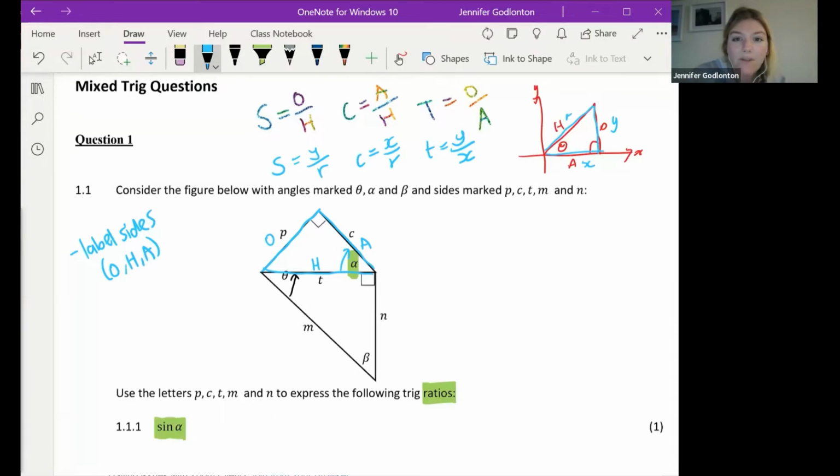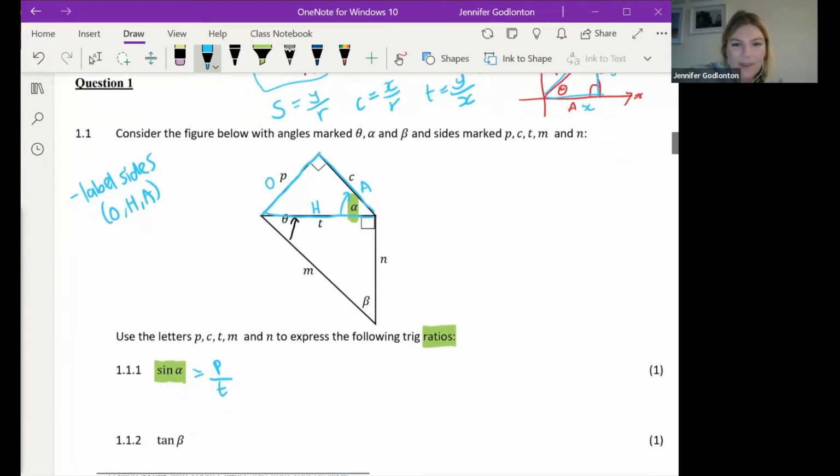So if I'm looking for sine, then I care about opposite over hypotenuse. So my opposite is P and my hypotenuse is T. I saw quite a few people had C over T, and so you were just confusing your O and your A. So just be careful about how you label your triangle, and then just make sure you're working in the correct triangle. Okay, that was our first one.